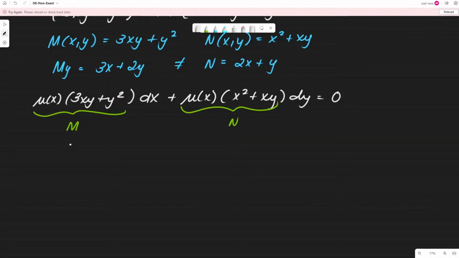So let's get the partial derivative. We have M equal to mu of x times 3xy plus y squared. Sorry, this is not M sub y, this is M still. Remember, mu of x is a function of x, so if we get the partial derivative of a function of x with respect to y, it will be treated as a constant.